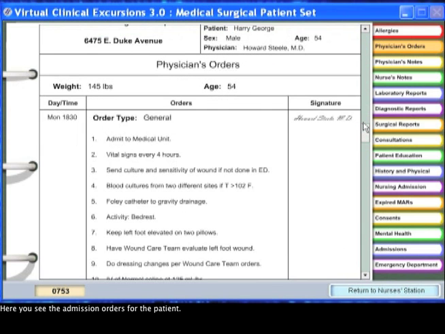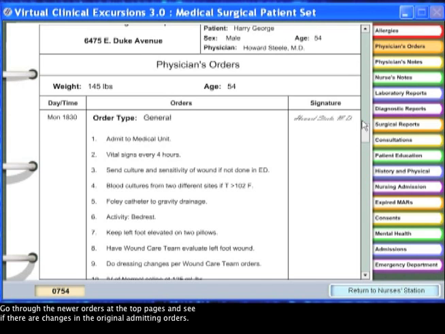Here you see the admission orders for the patient. This is where you compare the information you found in the cardex against the physician's orders. Look for any treatment orders and fill out the treatment section of your NPW. As you go through the orders, note any additional or change in orders.